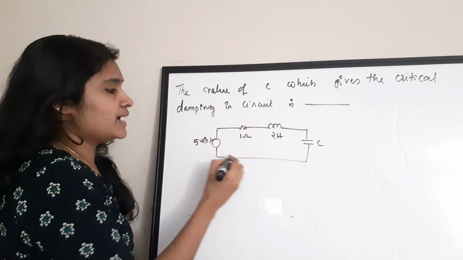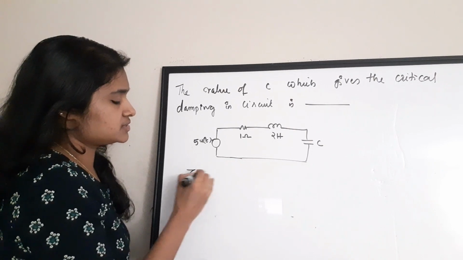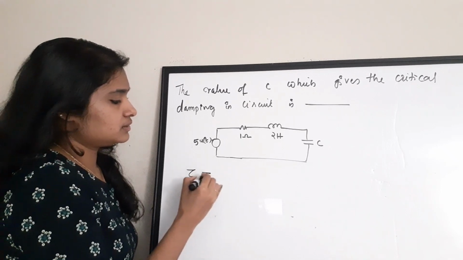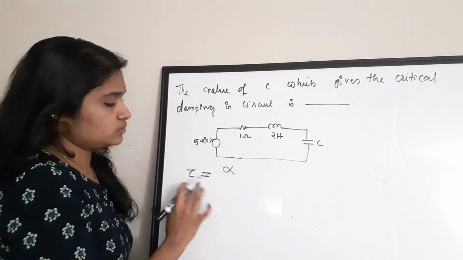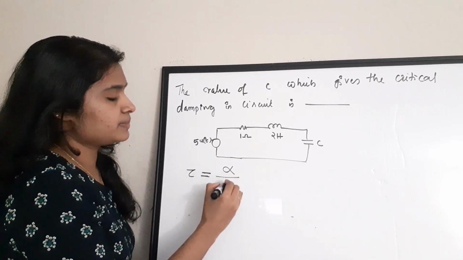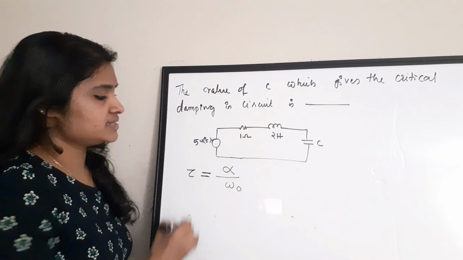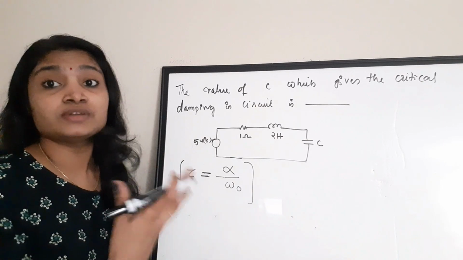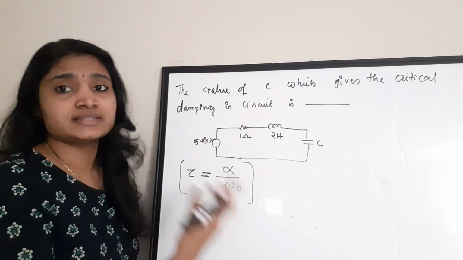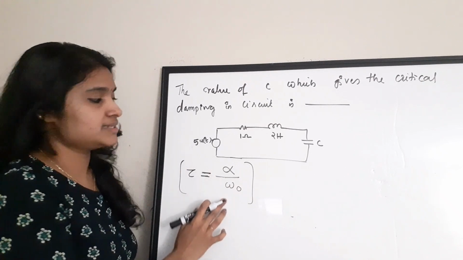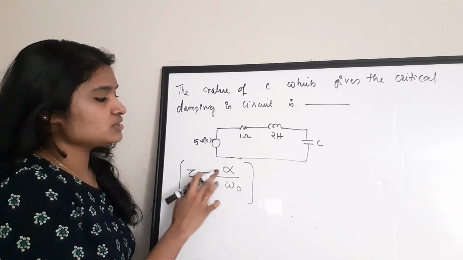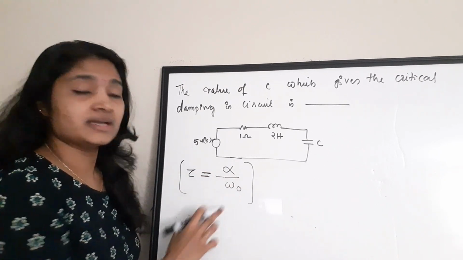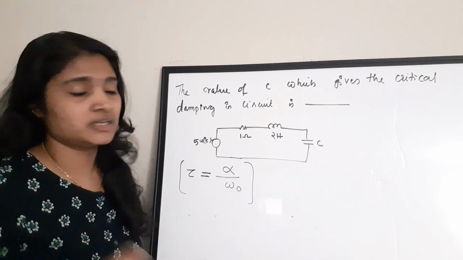And the damping constant is defined as tau for a series RLC circuit. The damping constant tau is equal to alpha by omega 0, where omega 0 is the resonant frequency, in angular frequency. Omega 0 means it is the angular resonant frequency. Alpha is the attenuation caused by damping, and omega 0 is the angular resonant frequency.